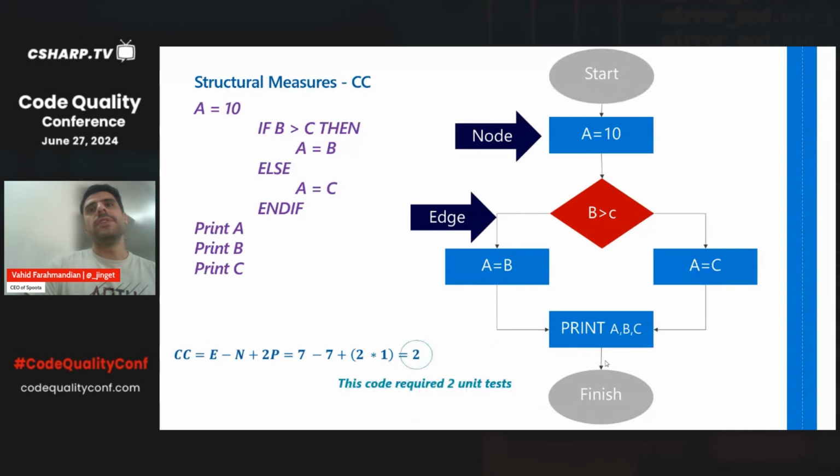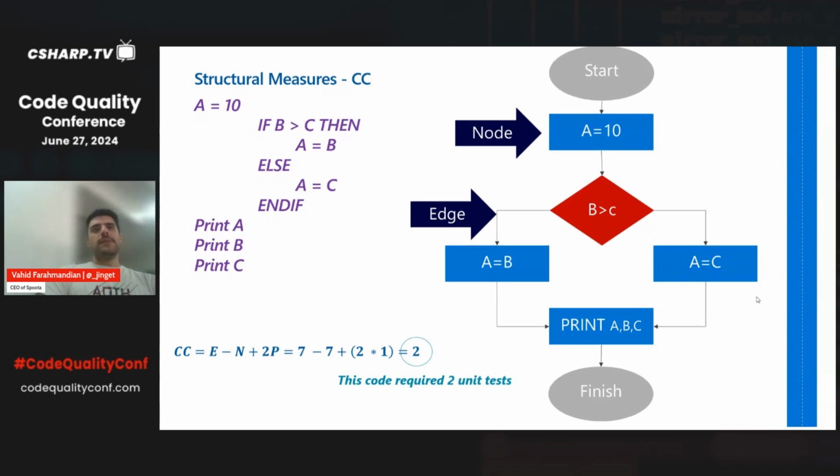It's very simple. We need 1 unit test to test that B is greater than 0, and we need another unit test to cover B is not greater than 0. It's very easy to calculate cyclomatic complexity and get a lot of information from the code. Okay, let's move on to the other example.